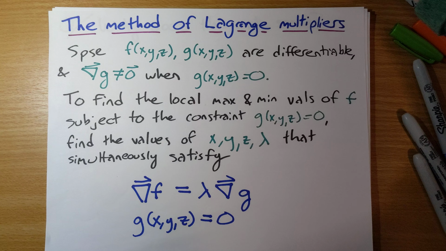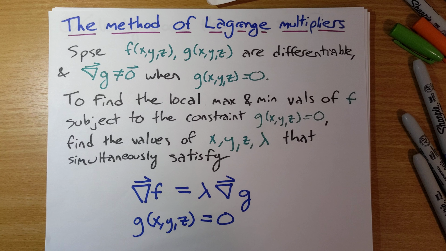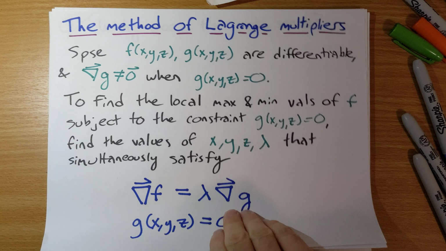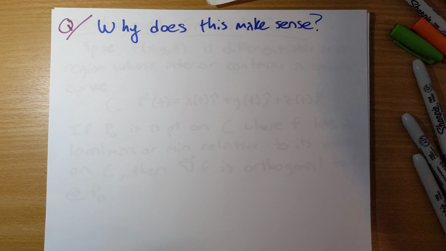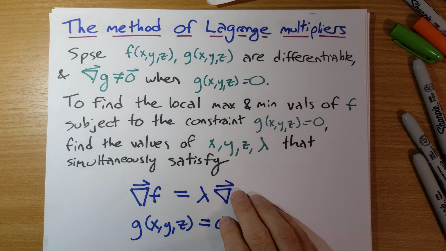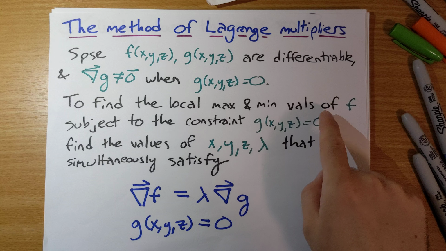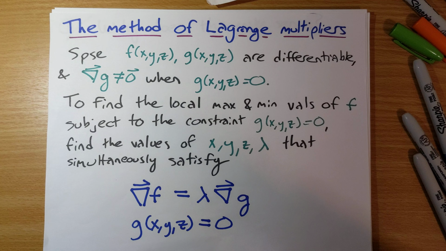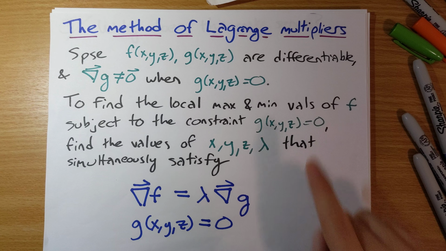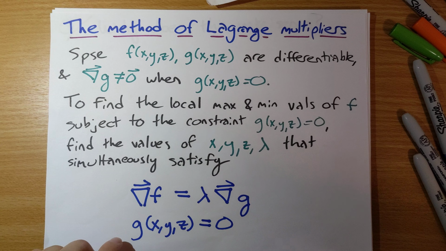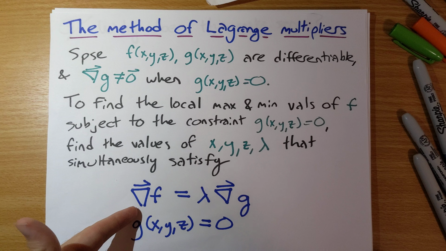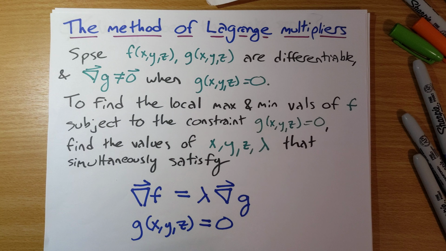Once again, here's the method of Lagrange multipliers. And the question we should be asking ourselves is, why does this make sense? Why does this work? Why is it that if we want to find maximum values of f subject to this constraint, we look for values of x, y, z, and lambda such that the gradient of f is equal to lambda times the gradient of g?